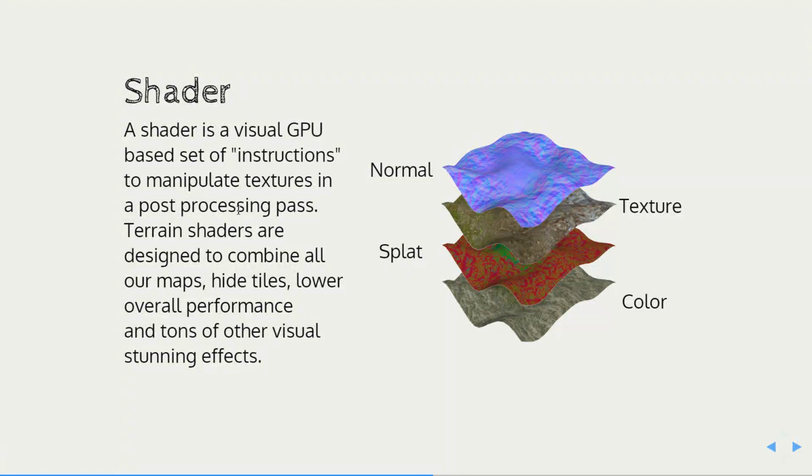Shader. A shader is a visual GPU-based set of instructions to manipulate a texture in a post-processing pass. Terrain shaders are designed to combine all our maps, hide tiles, lower overall performance cost, and a ton of other visually stunning effects.